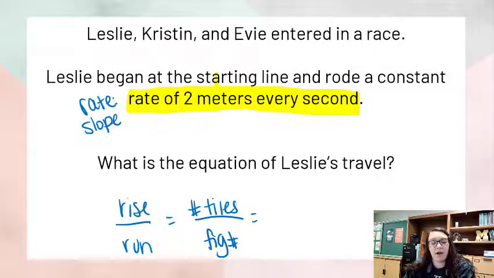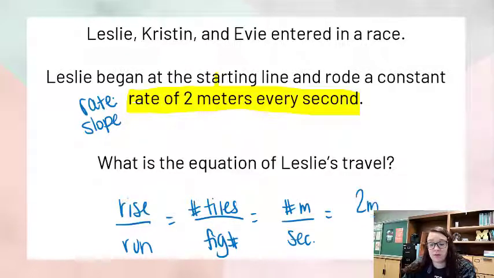But now we're trying to switch it up and put it in the context of this problem. So now it means meters per second. So number of meters for every second. So in this case for Leslie, her slope was 2 meters for every 1 second. I could reduce this to just say 2. So the equation of Leslie's travel, we can say y equals 2x.